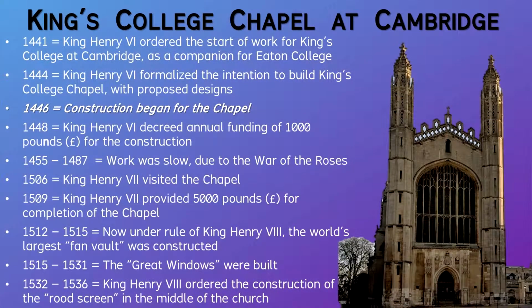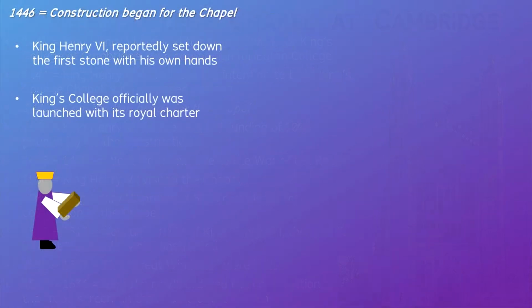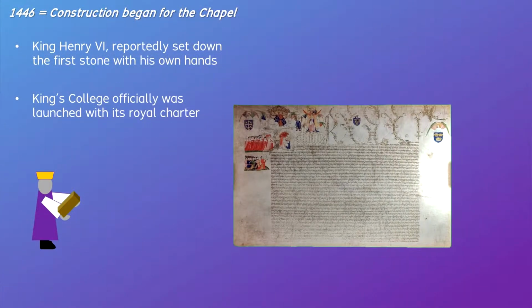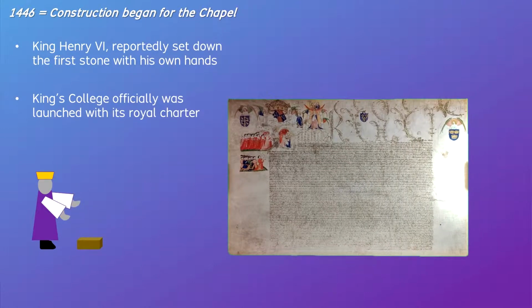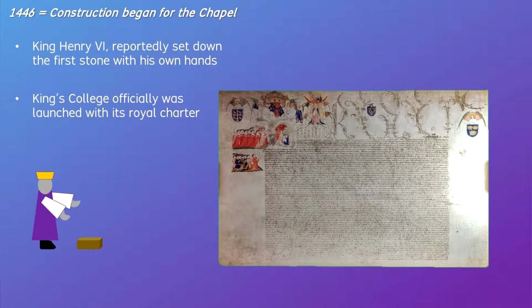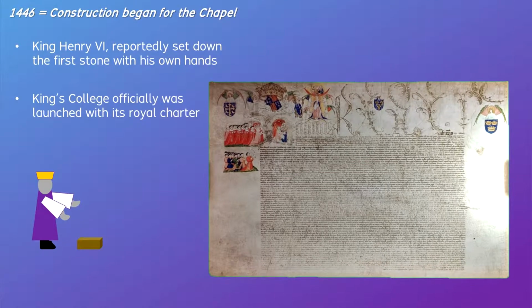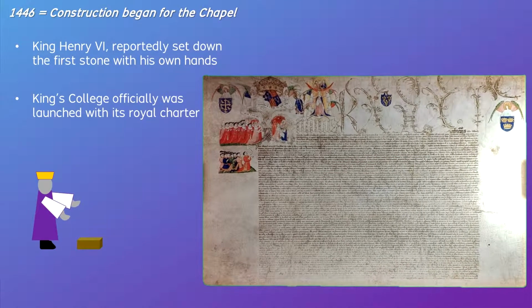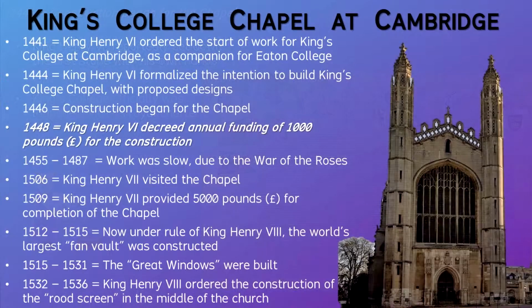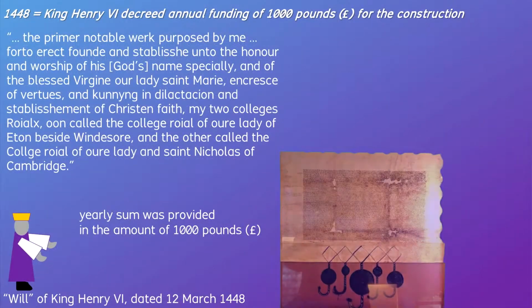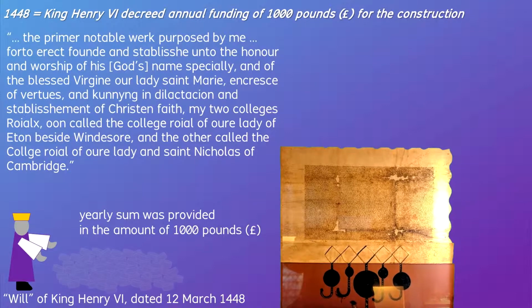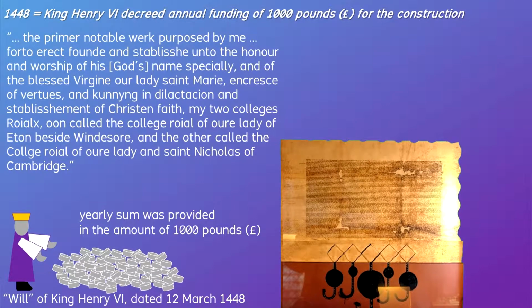In 1446, the actual construction started for the chapel. King Henry VI was credited as laying down the first stone with his own hands. Meanwhile, King's College officially was launched with its royal charter. In 1448, King Henry VI decreed that £1,000 would be provided each year for the construction of King's College Chapel. The proclamation sometimes is called his will.